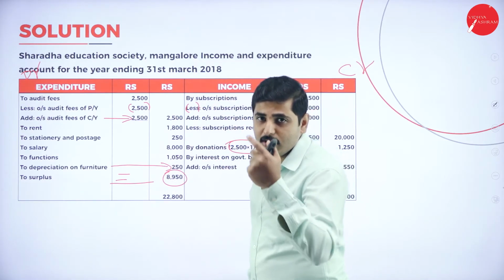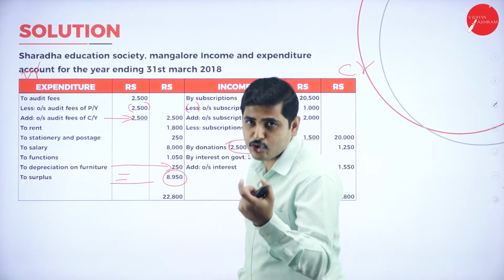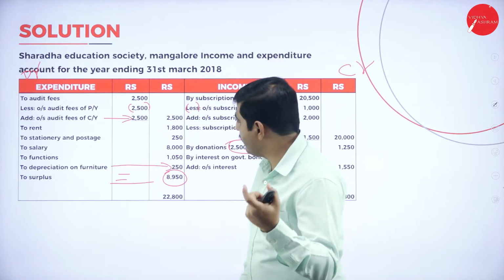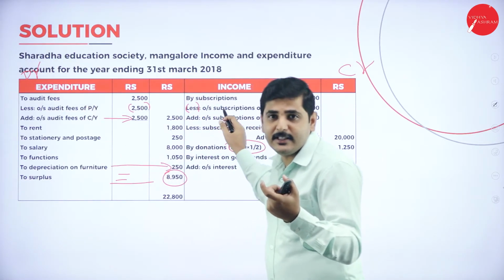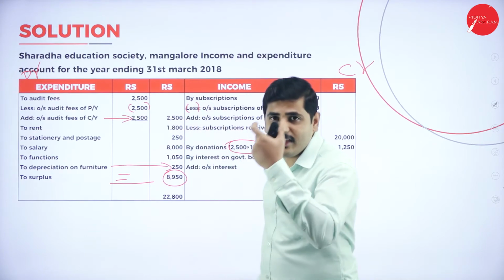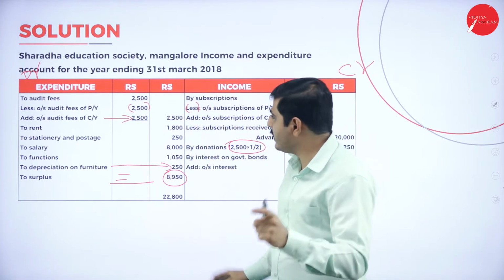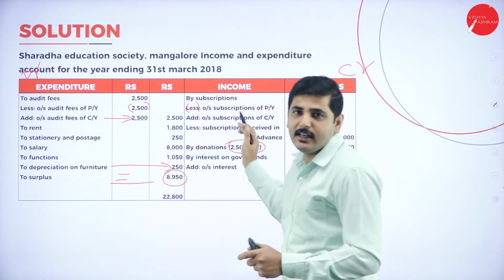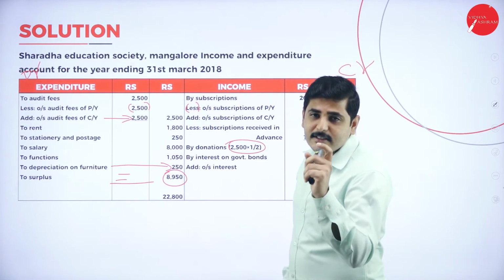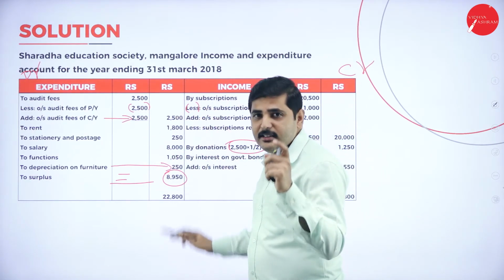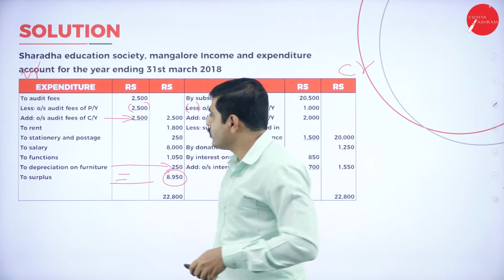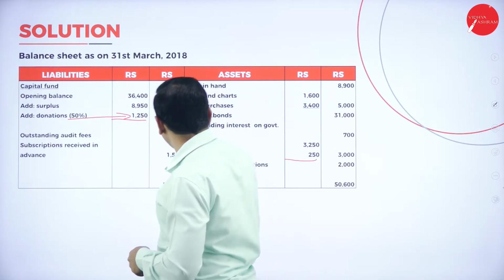Even though the heading is income and expenditure account, many students make this mistake. They write income on this side and expenditure on that side. We call it income and expenditure account, but it is expenditure on the debit side and income on the credit side. Debit all expenses and losses, credit all incomes and gains, because it is a nominal account. Keep this in mind.